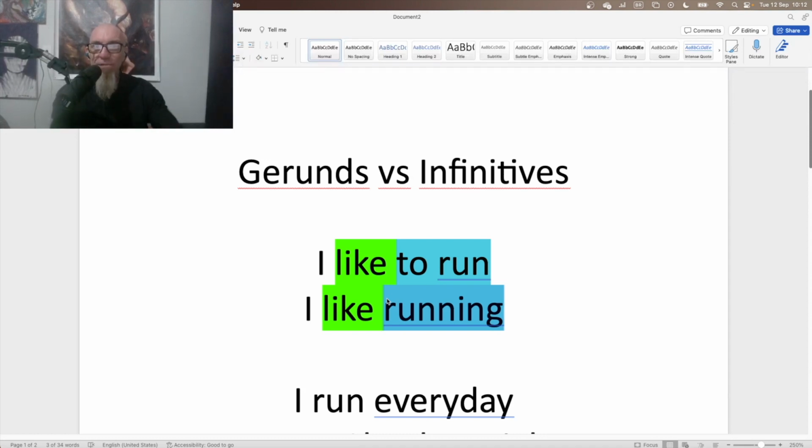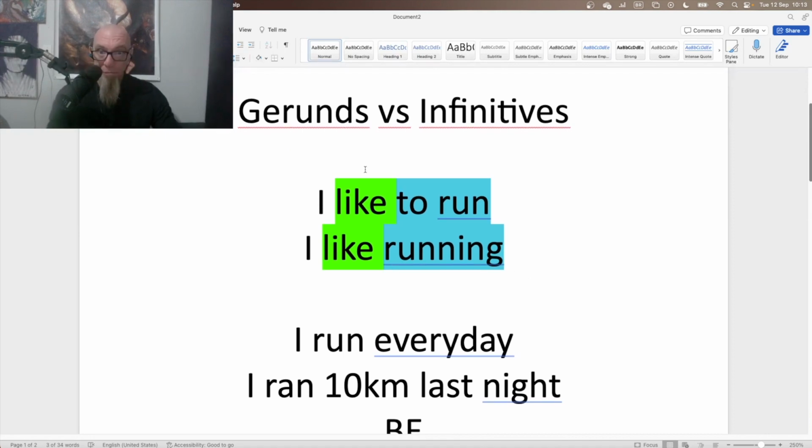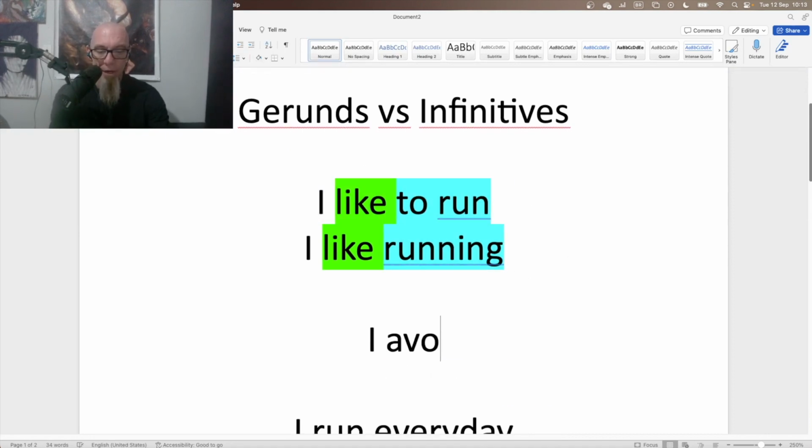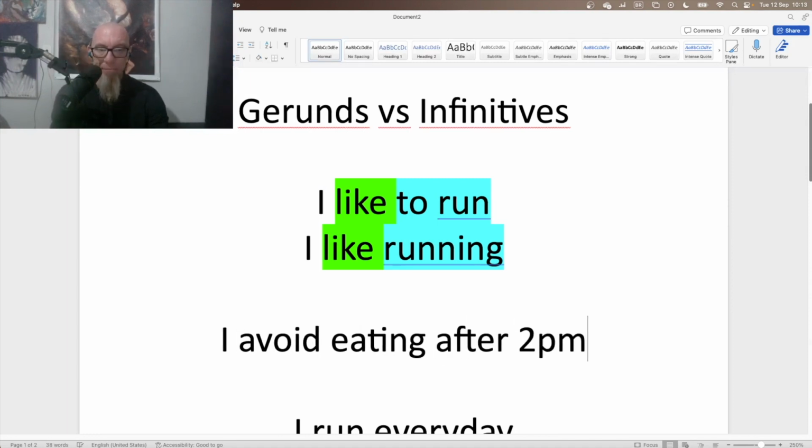They don't move. They don't go anywhere. They don't change. They're without color. They're without form. Well, no, they have form, but they're without any emotion at all. And time doesn't affect objects at all. So we know that some verbs, for example, I avoid eating after 2 p.m., right?